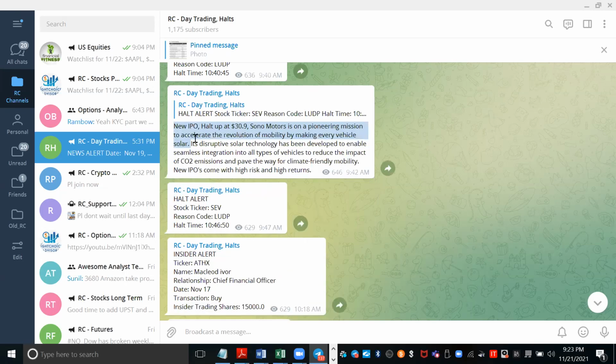So we provide that information on new IPOs, which have a high potential to move up. Again, you can use the trail stop loss and let the IPOs run, right? They may go 100%, 200% also on the same day. That is another type of alert which we provide in the day trading channel.